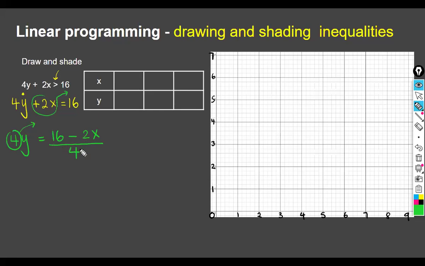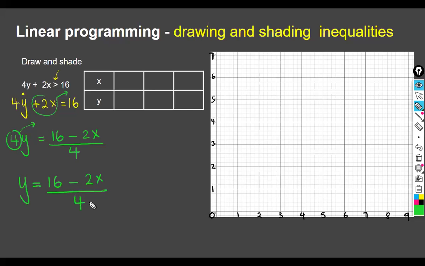Now, usually I don't prefer this way, but for this topic, I would prefer if you do it like this. So this is how I want your final equation to look. 16 minus 2x divided by what? 4. Okay? This is just my preference for this particular topic. The other way will give you the same answer.